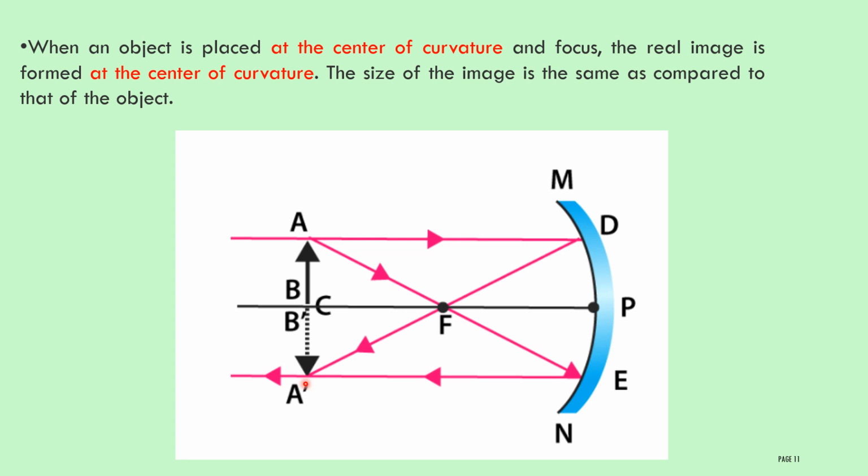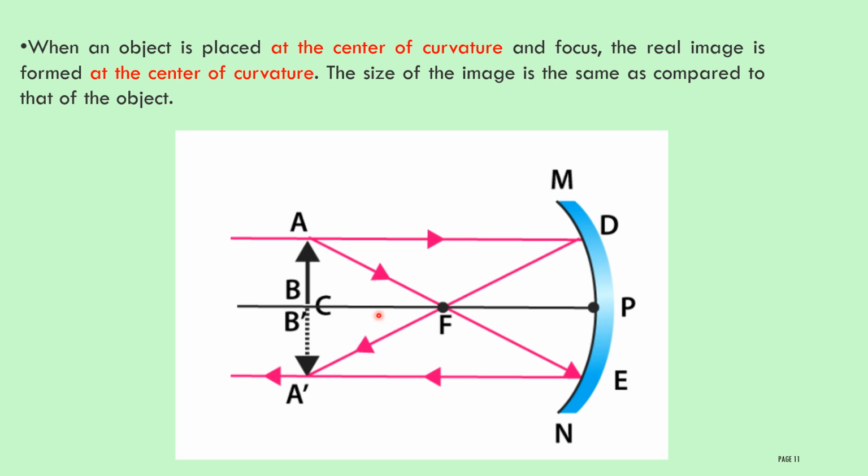Next, consider the second ray, that is AE. If any ray passes through the principal focus, after hitting the reflecting surface, it will reflect in a direction parallel to the principal axis. This is the direction of the reflected ray, indicated by A dash.